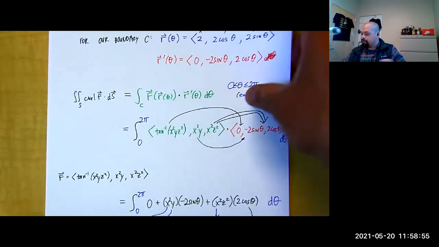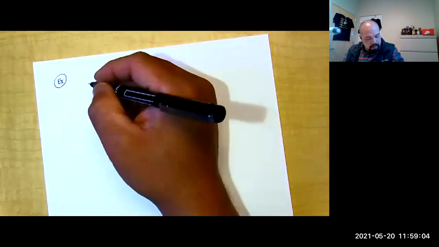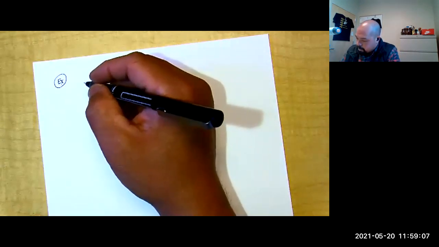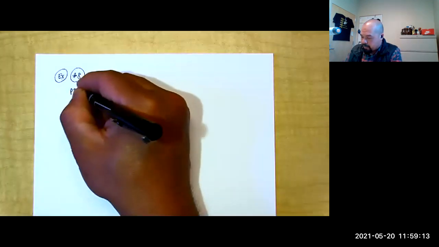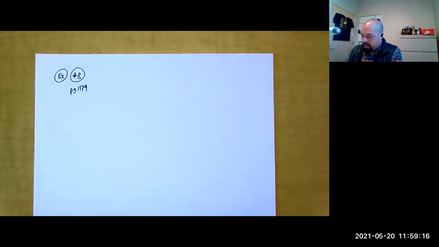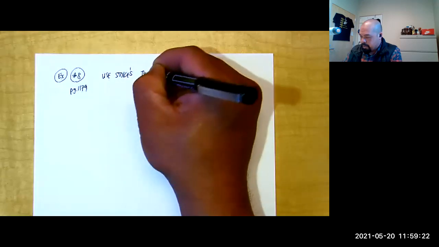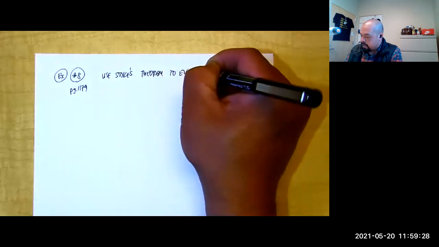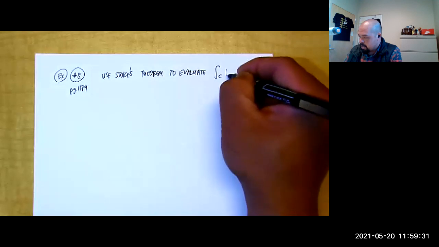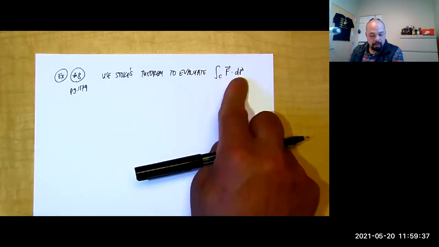All right, so now for this next one, let's look at this example. Let's try number 8. We did number 4 previously. Now number 8, page 1179. Again, use Stokes' theorem to evaluate this line integral, the line integral F dotted with dr, our vector field dotted with dr.